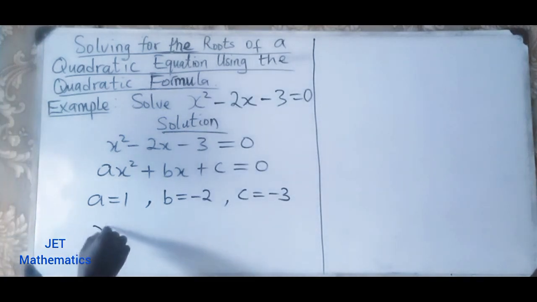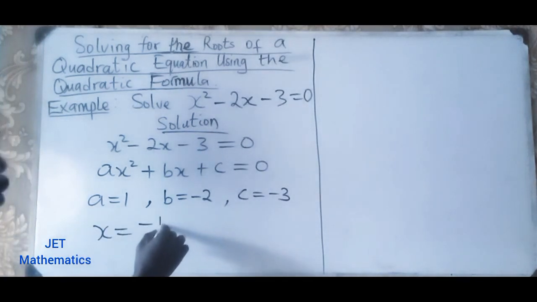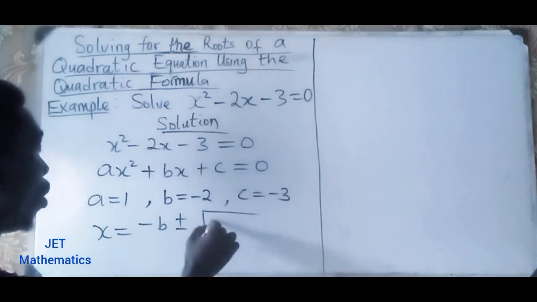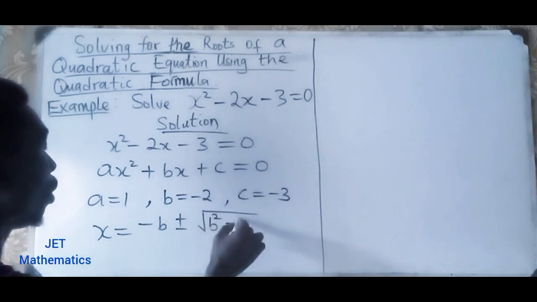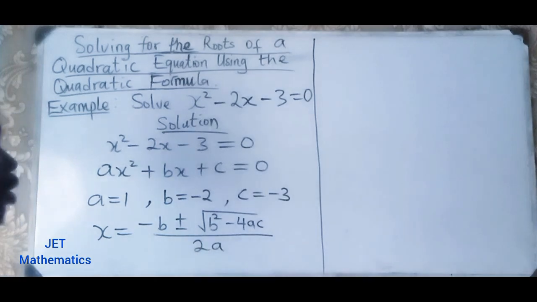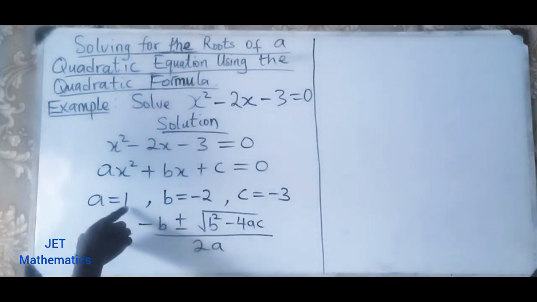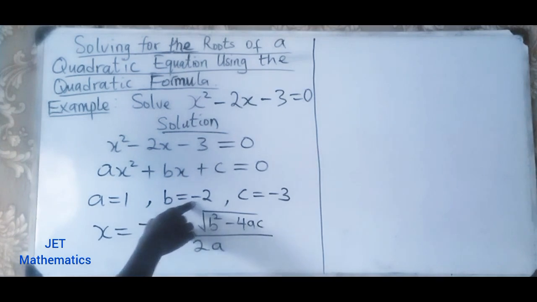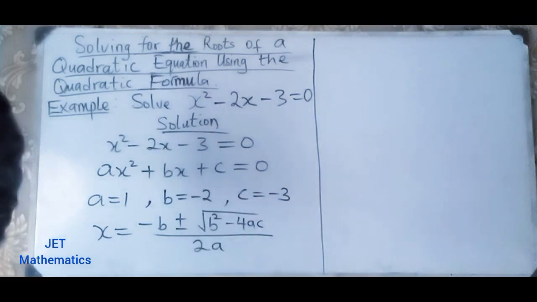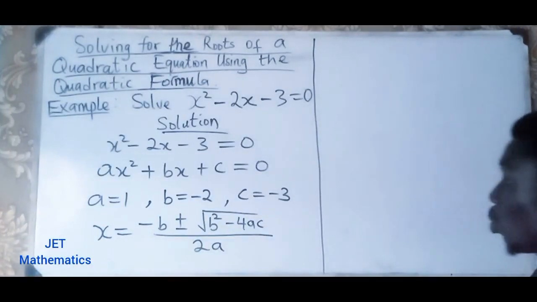Now we'll record the quadratic formula as we derived in our last video. We say x is equal to minus b plus or minus the square root of b squared minus 4ac, all over 2a. So we are going to substitute the values of a, b, and c into this equation, and then we'll simplify and get our roots. Very easy.